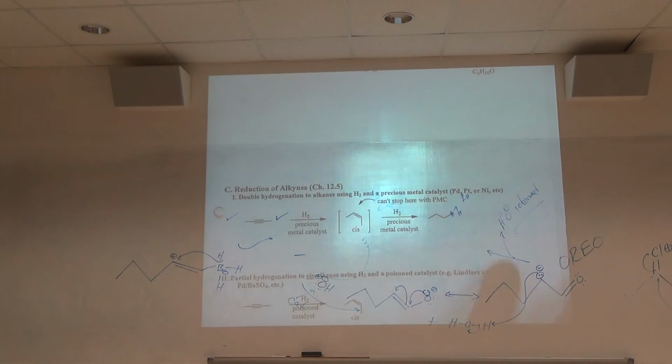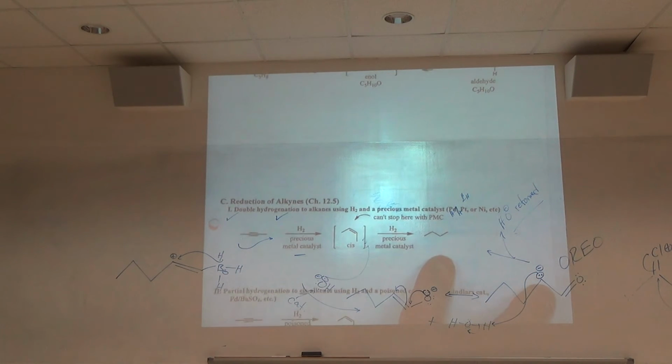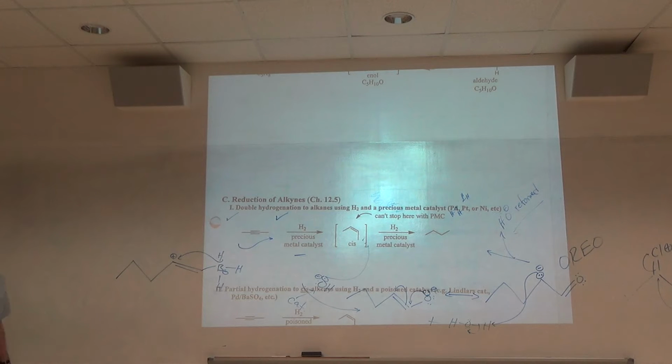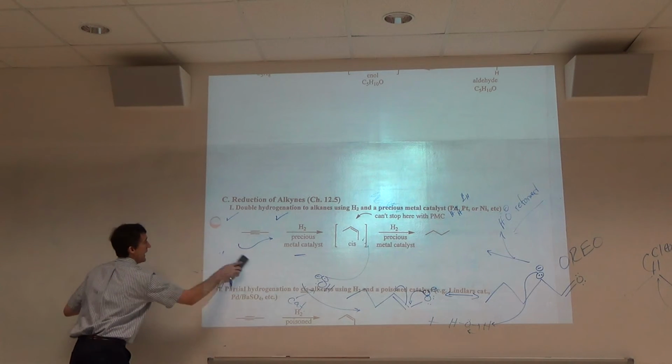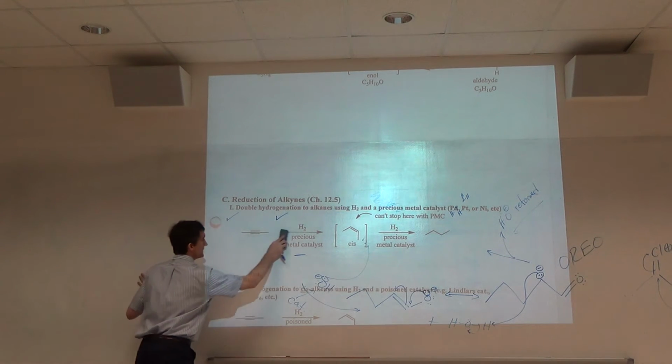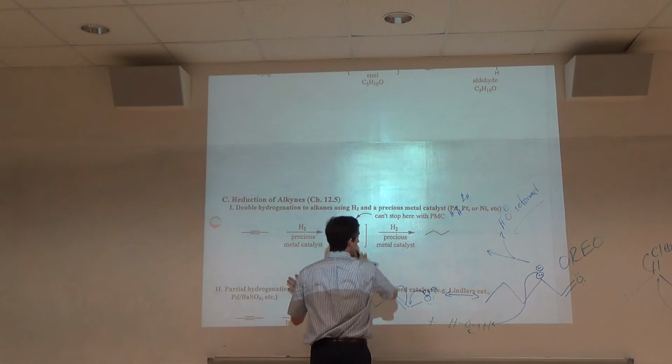Okay? All right, the next reaction will be reduction or hydrogenation. We did this with alkenes, adding H2 to the pi bond. You can also do that with alkynes. Hydrogen and a precious metal catalyst, like nickel or platinum.